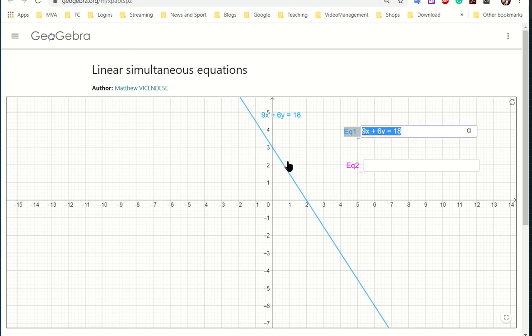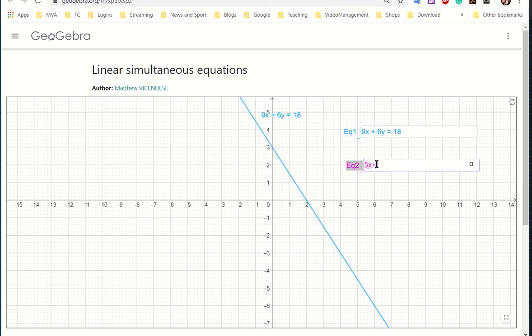Wow. So it's still the same graph, isn't it? We still have a y-intercept of 3, x-intercept of 2, and it doesn't matter that we multiplied both sides of the equation by 3. So you should be really happy with fact 1 by now.